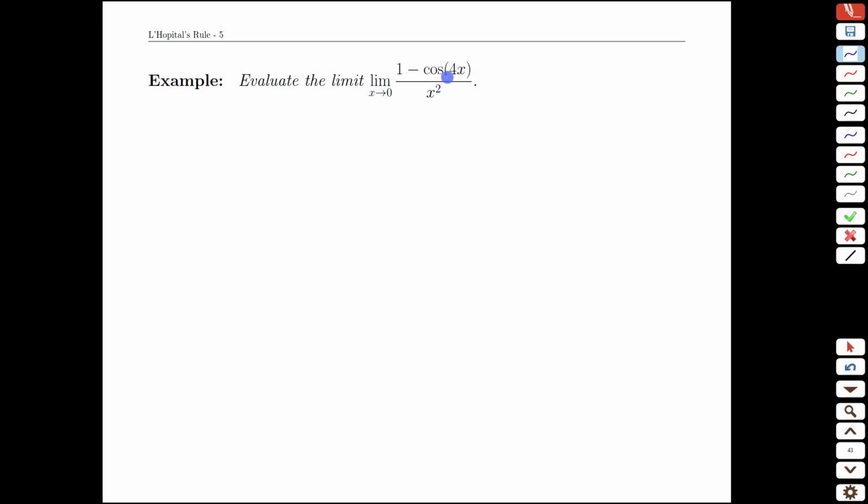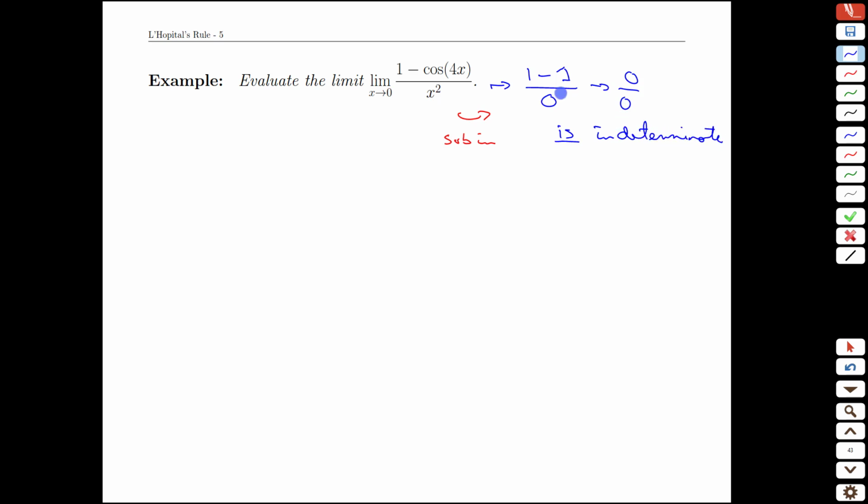This time will involve a trig function, cosine. First step, try the naive subbing in. That will give us 1 minus cos of 0. We're approaching 0 for x, and cos of 0 is 1. All right, we have a 0 in the numerator, and we also get a 0 in the denominator. So that's approaching 0 over 0, and that is indeterminate.